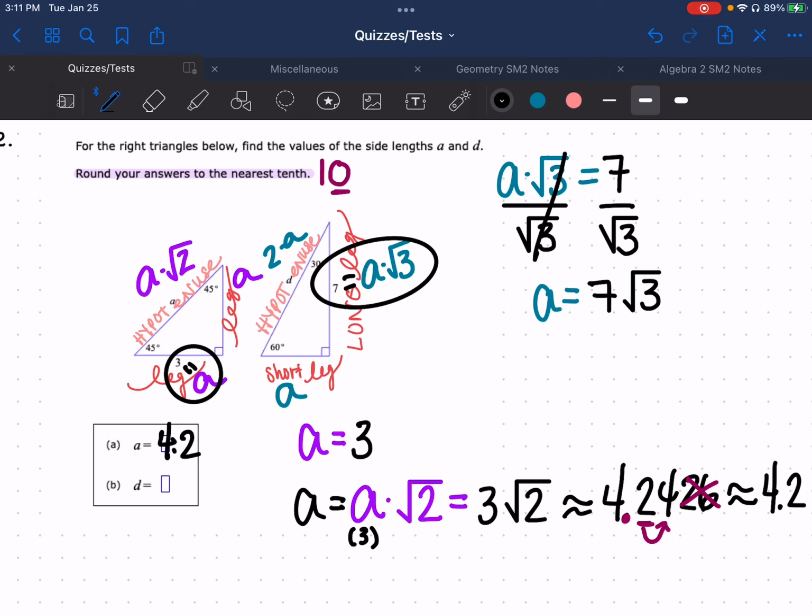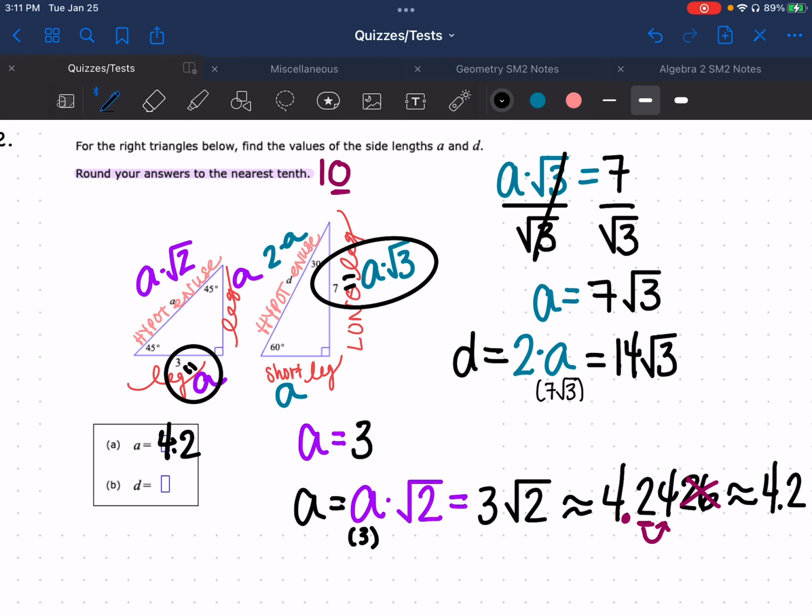All right, they are asking me to solve for D. So I'm going to go ahead and look right over here. D is 2 times A, and A is 7 square roots of 3. So I'm going to go ahead and place that into my calculator, 2 times 7 square roots of 3, and I get this.